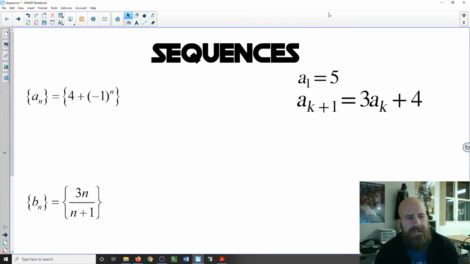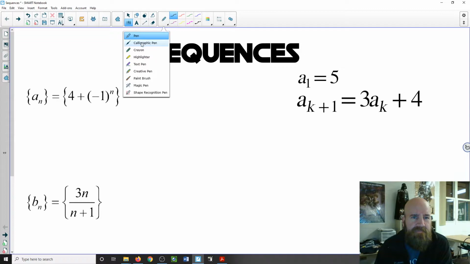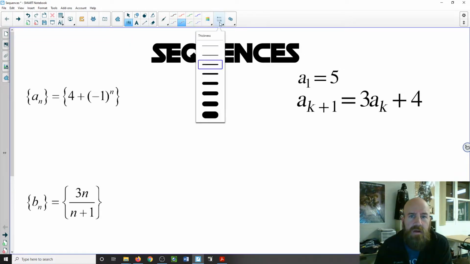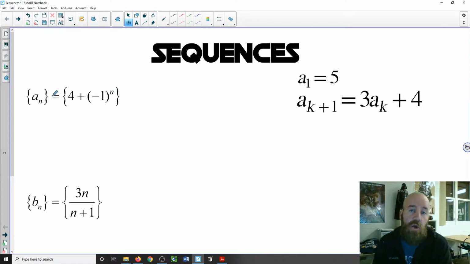Alright, our next topic here is sequences. So a sequence is simply a set of numbers defined by some equation. For instance, this first one, we have a sub n equals 4 plus negative 1 to the n power. So how we get terms of the sequence, so we get numbers.